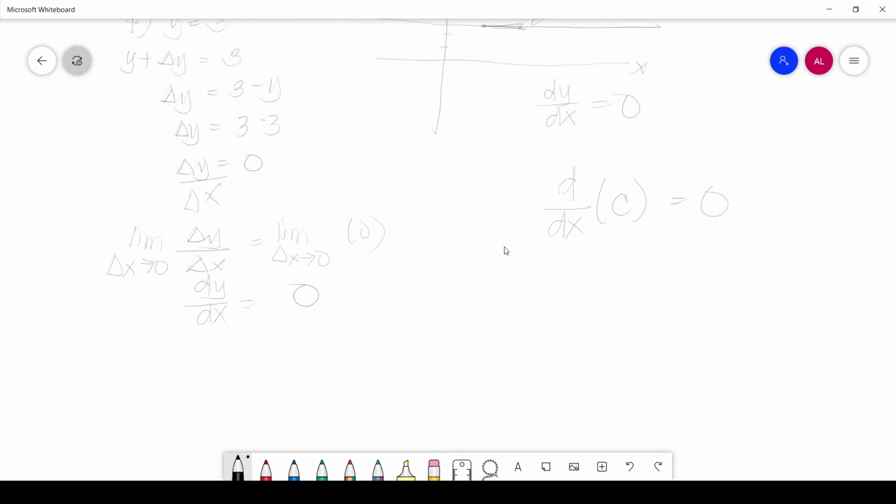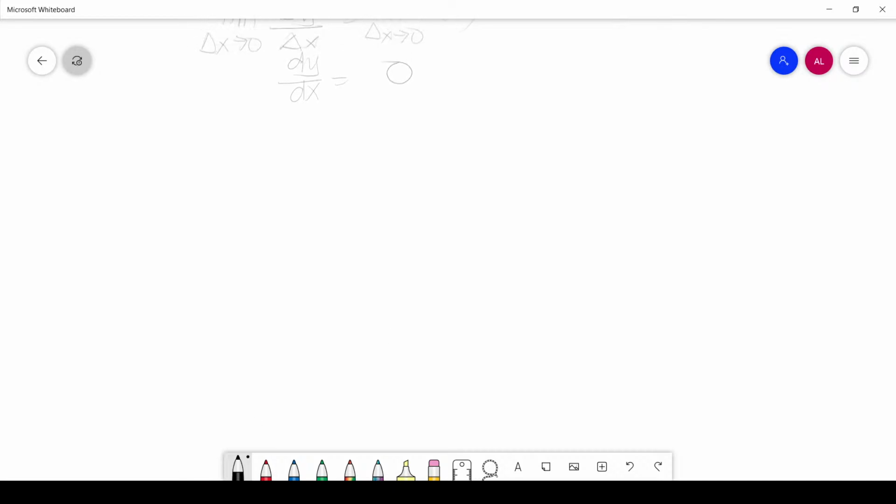So, let's try to have the last example for today. We practice an exercise for the delta method. Y is equal to x. So let's try to find the derivative of the variable x.